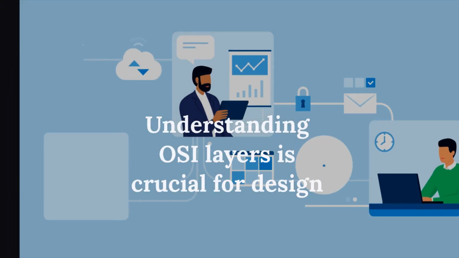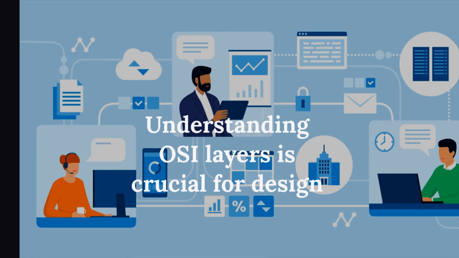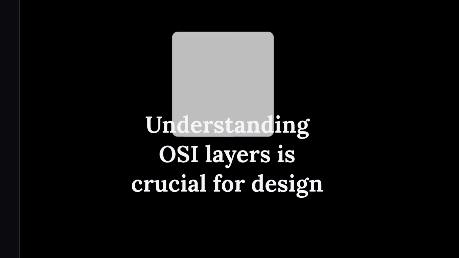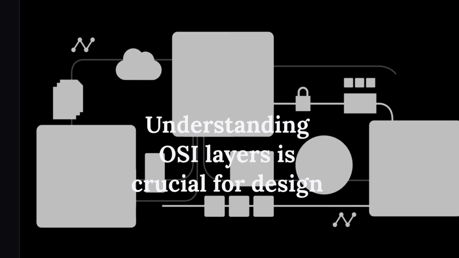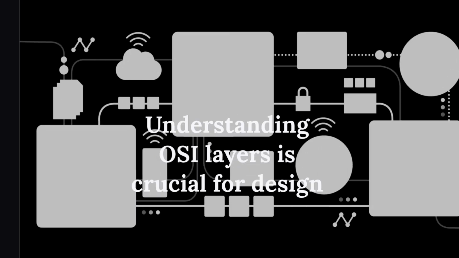The OSI model standardizes network communication with 7 layers. Each layer has a specific function, from physical transmission to application services. The model is idealized and used for teaching and troubleshooting. It provides a clear separation of functions. Understanding OSI layers is crucial for network design.